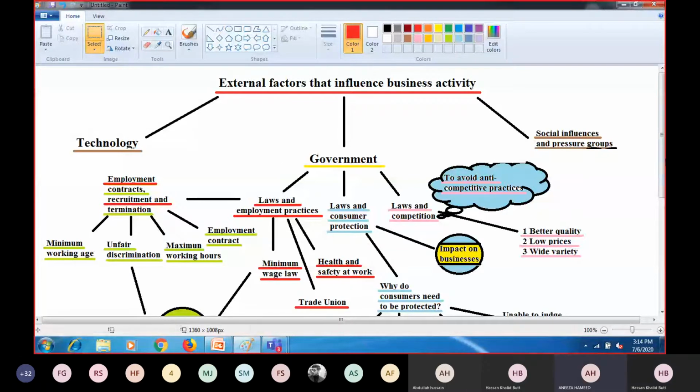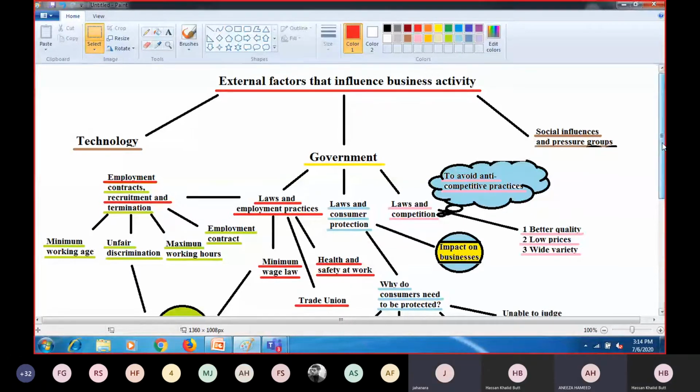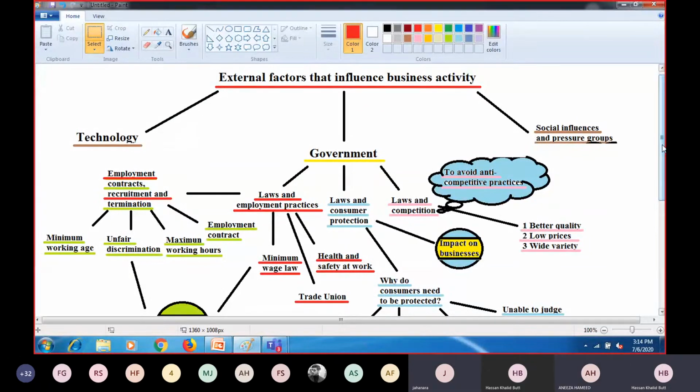For social welfare, Sir, for political and social reasons. Okay, political and social reasons. Okay, anybody else who can comment on that?